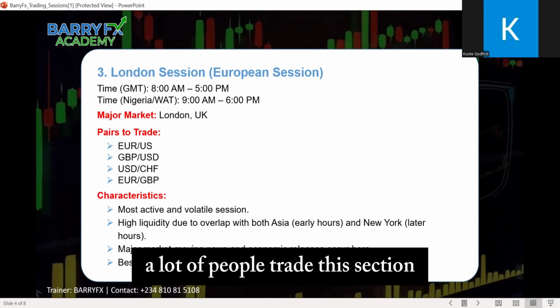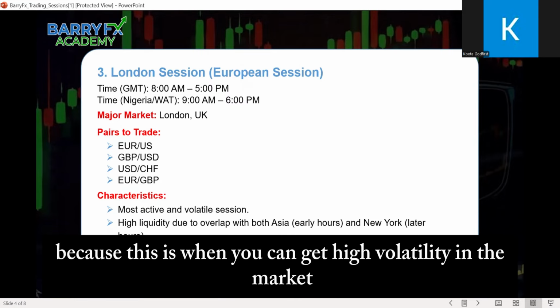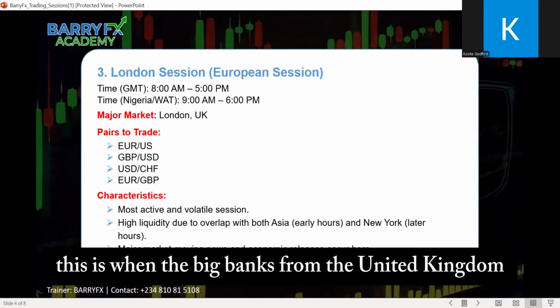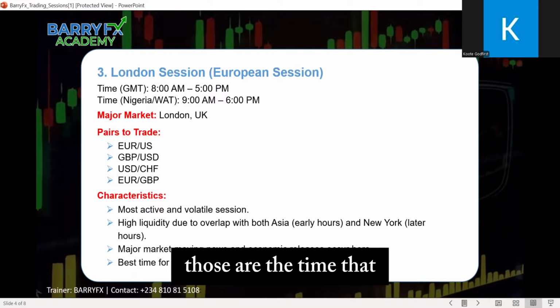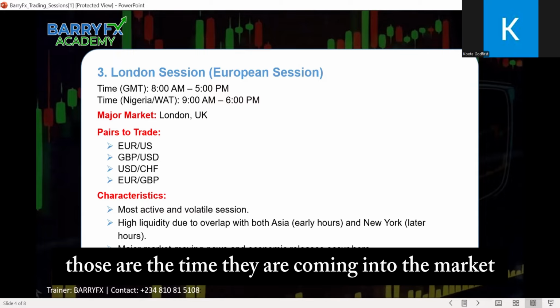A lot of people trade this section because this is when you can get high volatility in the market. This is when the big banks from the United Kingdom, all those big guys trading from those places, from Europe, those are the times they are coming into the market.